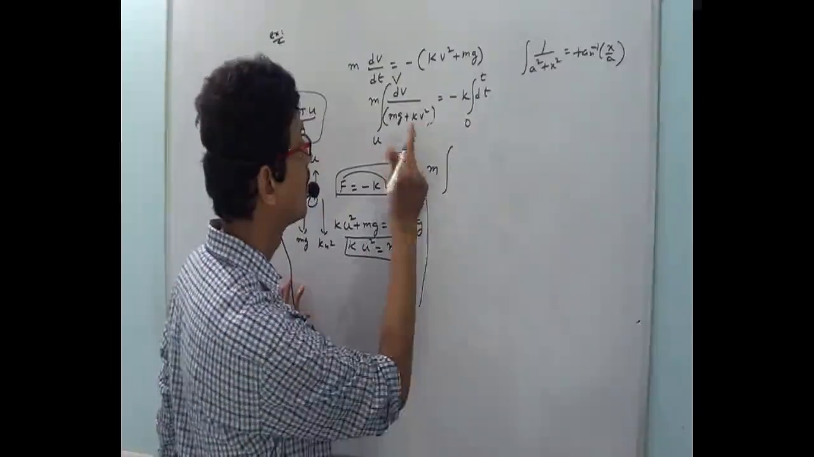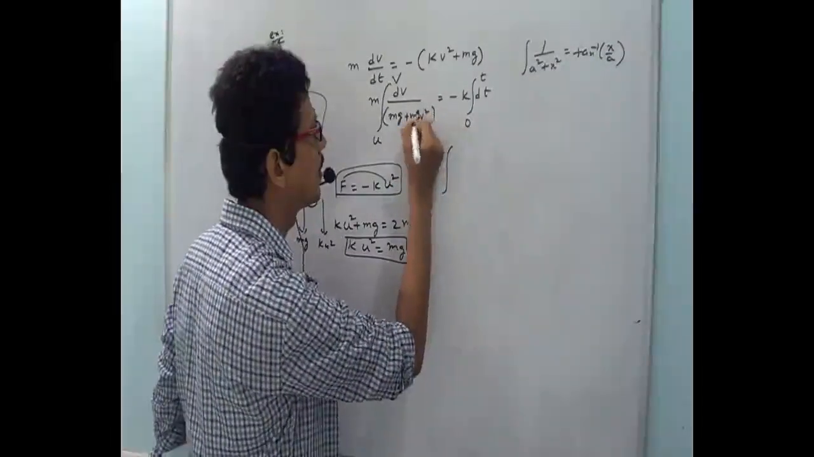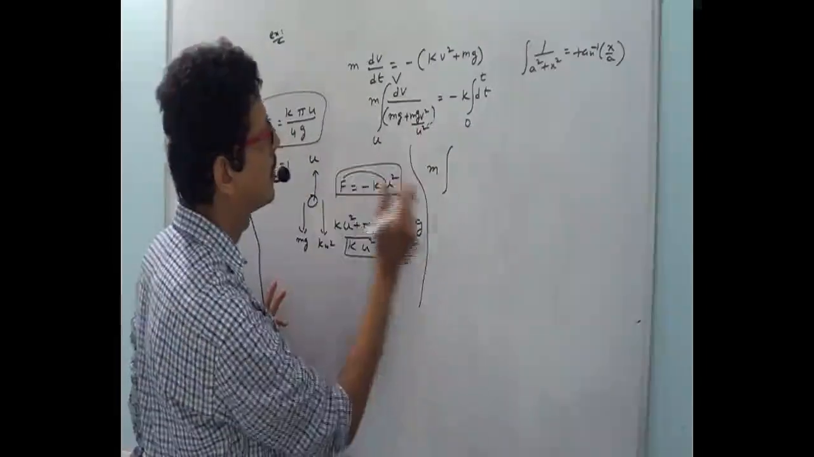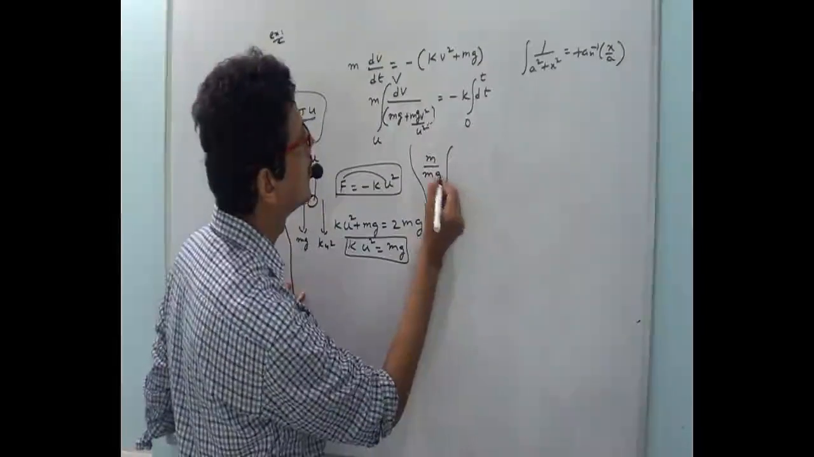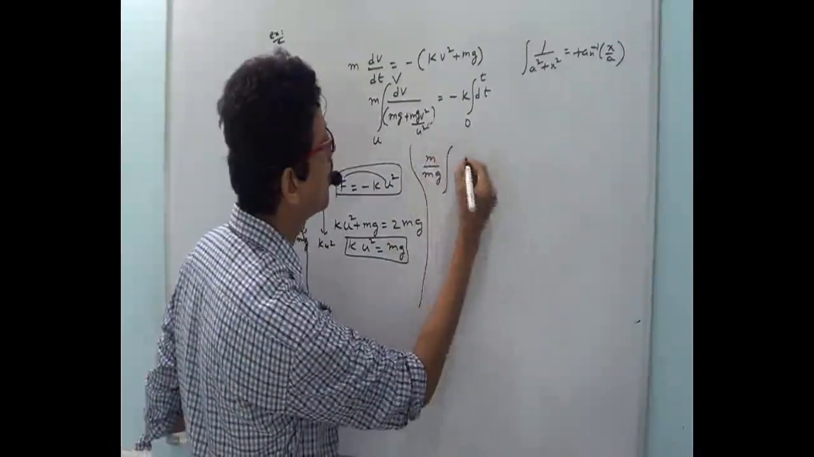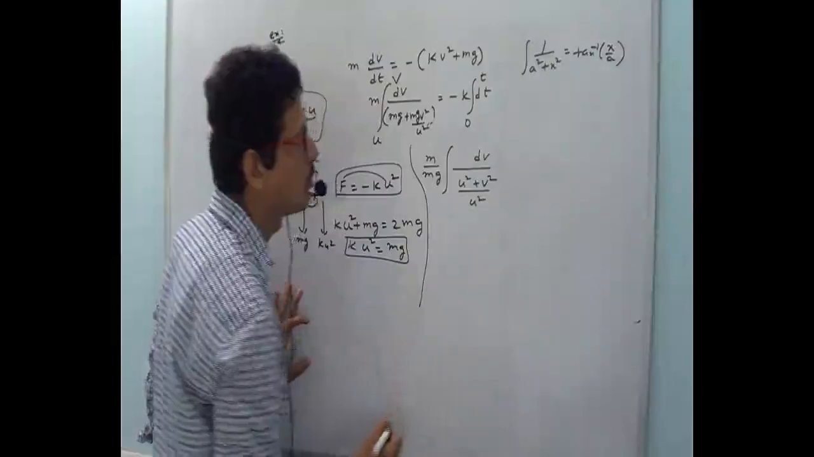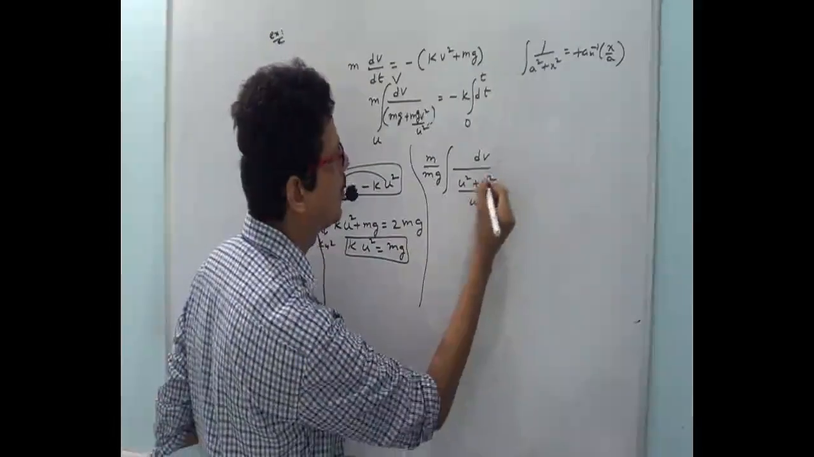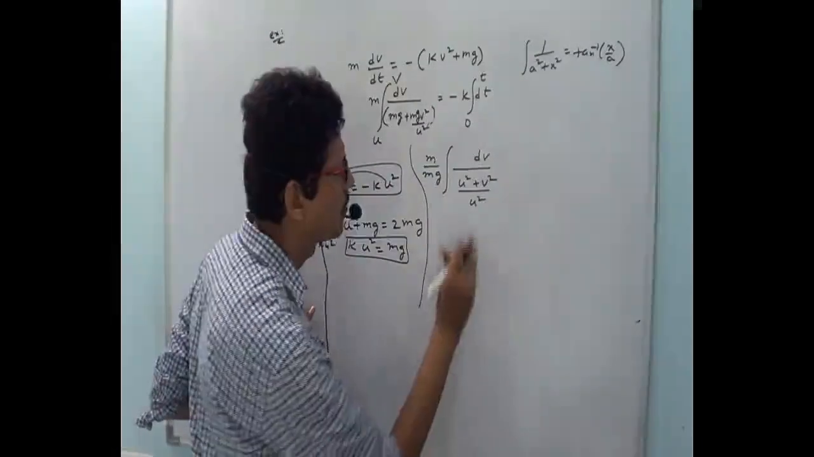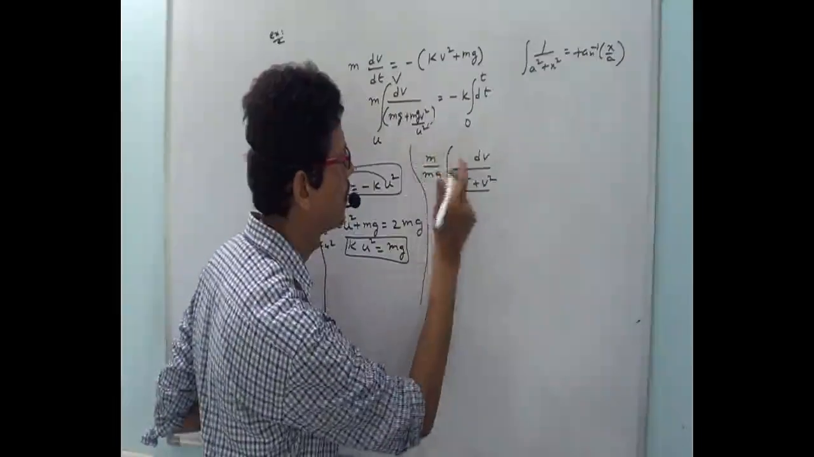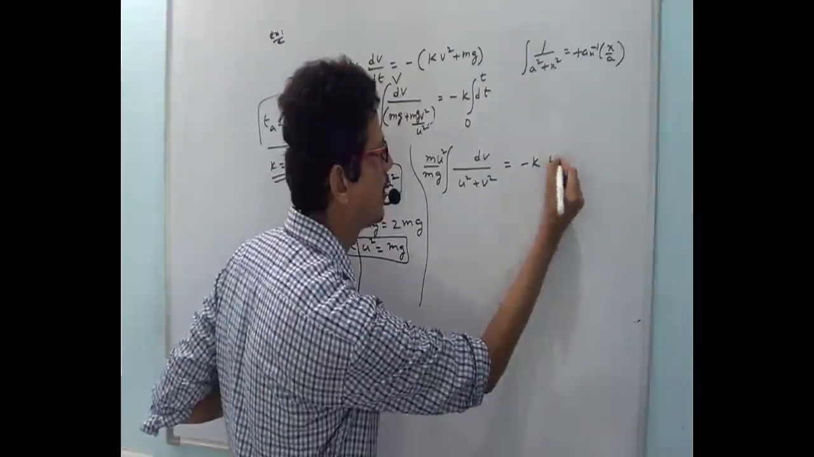K ఎంత? K is nothing but mg by u square. ఆ mg బయట తీసేయండి. mg you take outside. m divided by mg into ఇక్కడ dv ఉంది, dv ఇక్కడ u square plus v square వస్తుంది. LCM తీసుకున్న తర్వాత you will get like this, u square plus v square into dv. u constant, ఇక్కడ initial speed is constant. Okay, and this will go up. బయట తీసేద్దాం. u constant కాబట్టి you take out of integration, and this is minus k into t.